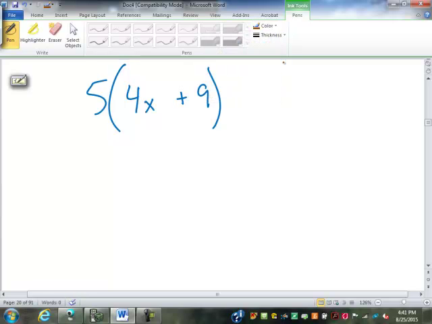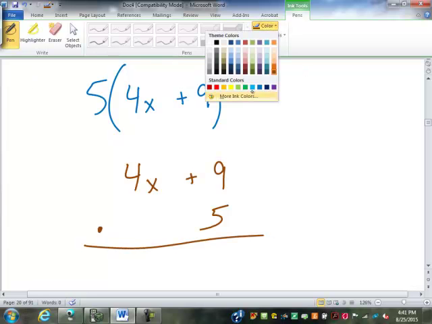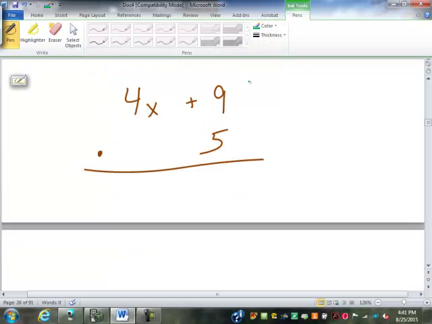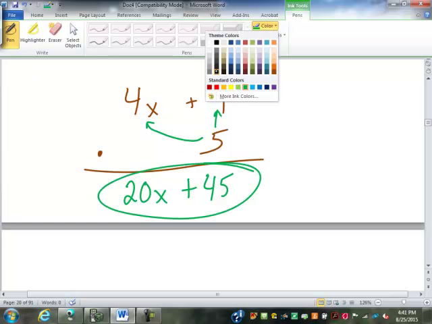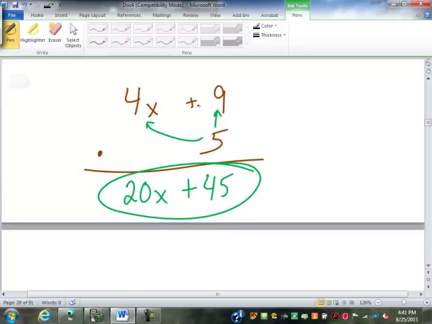So here, we have 5 times 4x plus 9. Again, I'm going to write it as 4x plus 9 times 5. 5 times 9 is positive 45. 5 times 4x, 20x. Very good. Any questions?